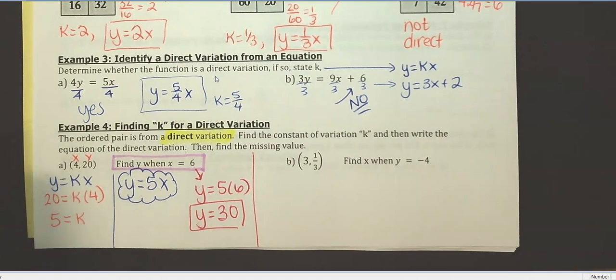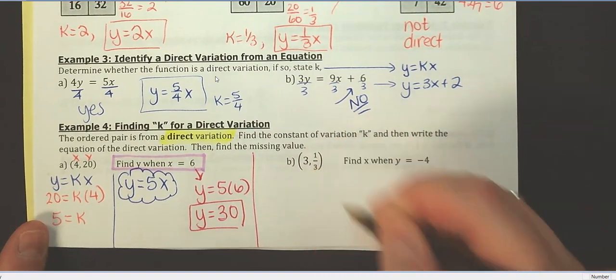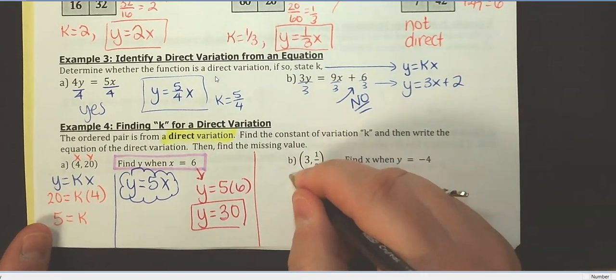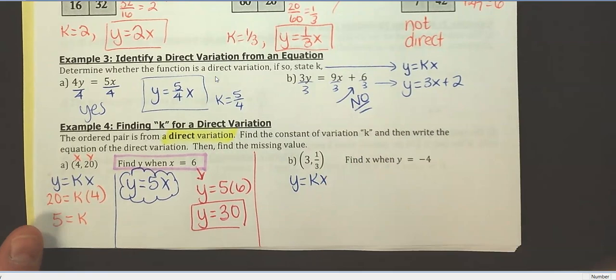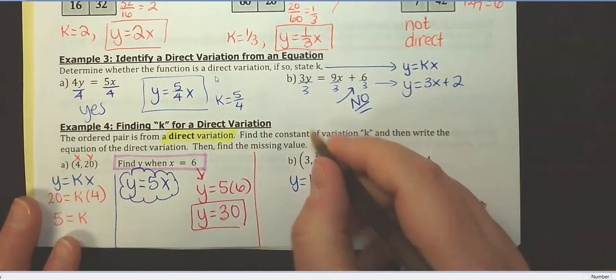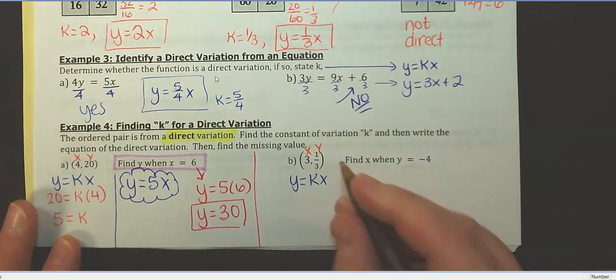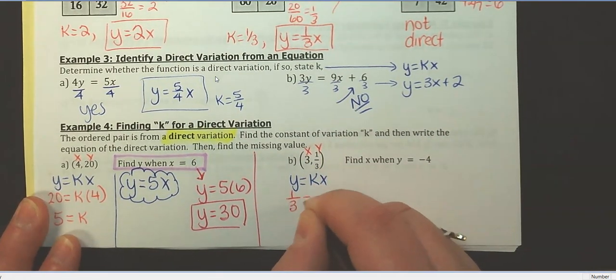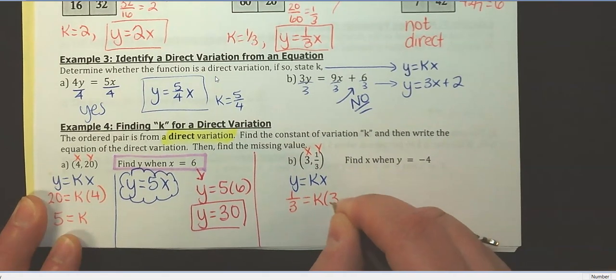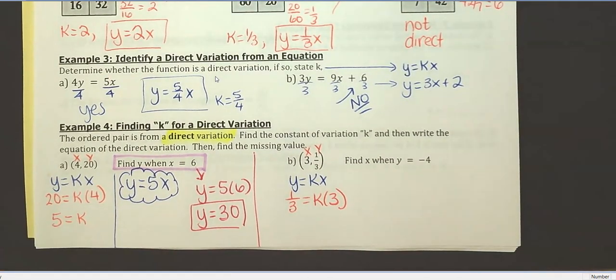Okay, and I have one more to practice. This one just has a fraction. Okay, so same thing. This is a direct variation, and it goes through this point 3, 1/3. So it's in that format, y equals k times x. Just go ahead and take your x coordinate and put it in place of x, and your y coordinate and put it in place of y. So I would have here 1/3 equals k times 3.